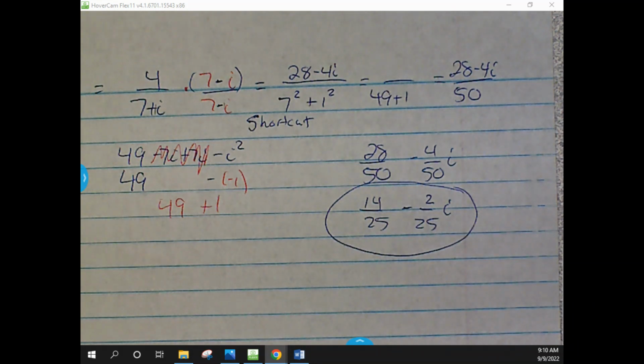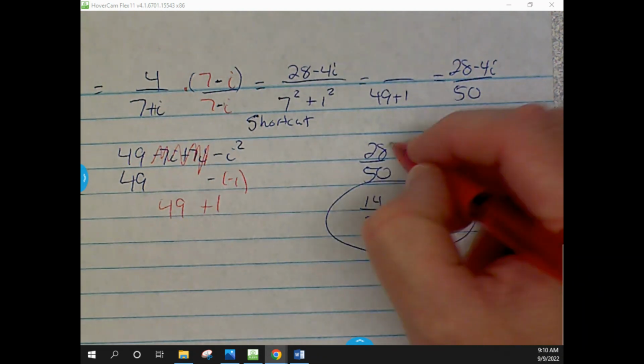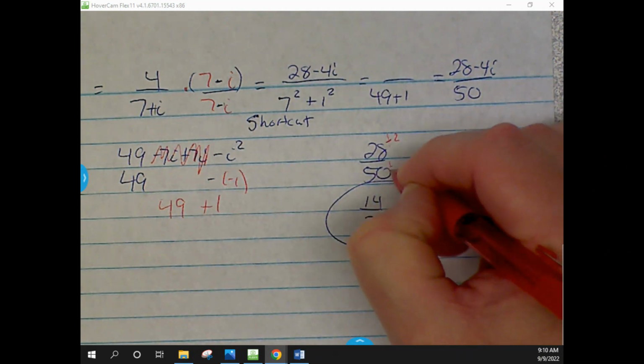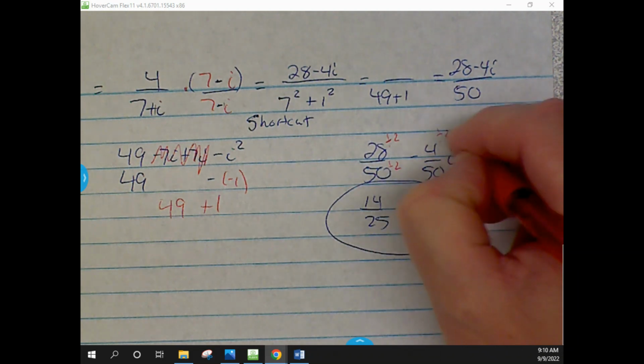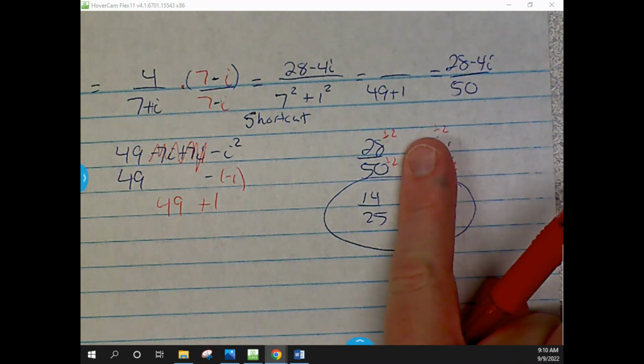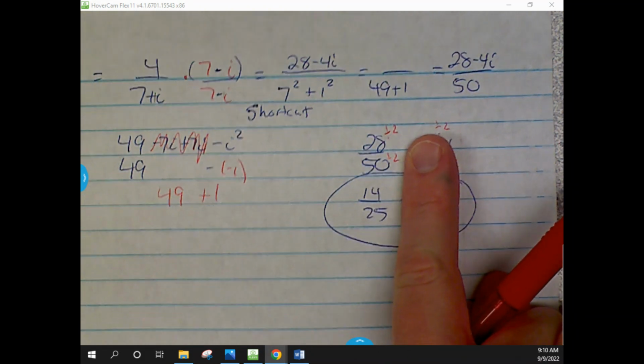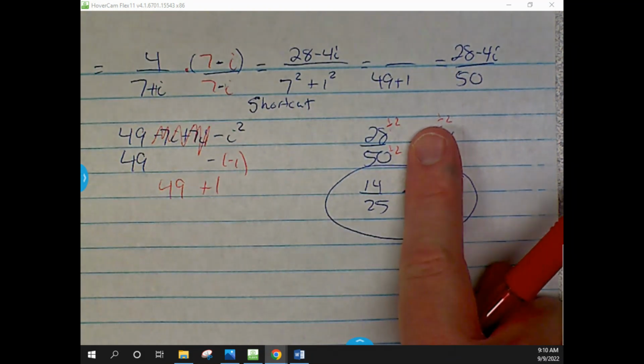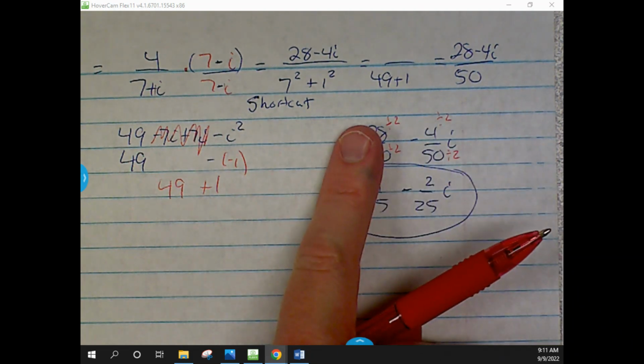Question? Wait, sorry, where did you get the 14 and the 2 from? Oh, that's where we got 28 and 50, that you can divide both of these by 2. And then same thing here, you can divide both of these by 2. If your answer was 28 over 50, just think about that being like a regular fraction, that you can simplify and divide everything by 2. And then same thing with the 4 over 50.